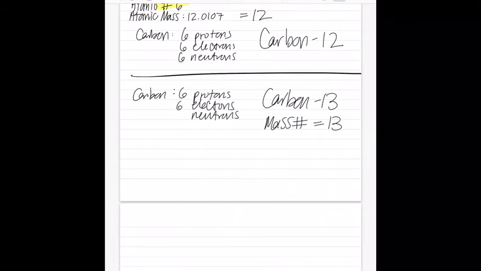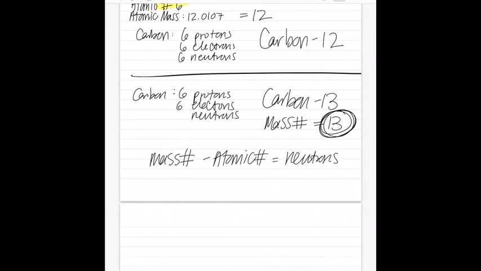Now remember, this was the mass number here. So mass number minus atomic number equals neutrons. So the mass number according to carbon 13 is 13. The atomic number still stays the same, that's 6. So I now have 7 neutrons.